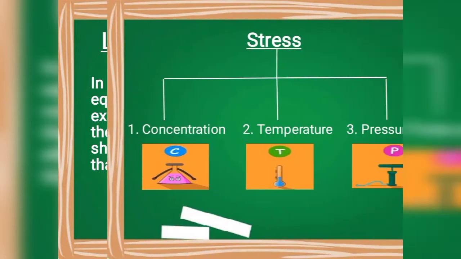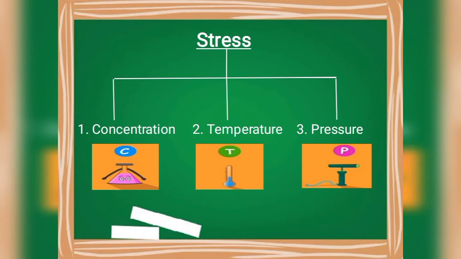Le Chatelier, a French chemist, says that if you induce stress on a system at equilibrium, the equilibrium is shifted so as to relieve that stress. So let's see some examples of stress which we can put on a system at equilibrium. Stress can be applied on a chemical reaction by changing concentration, temperature and pressure.